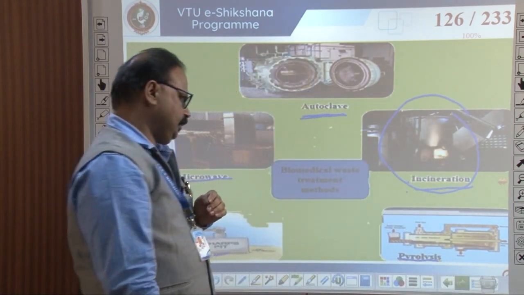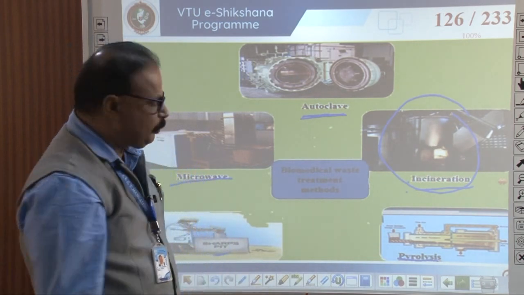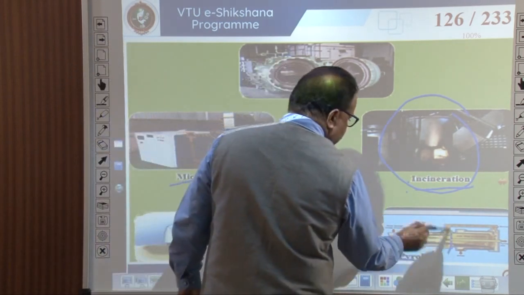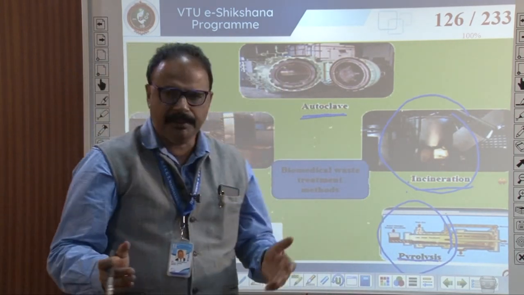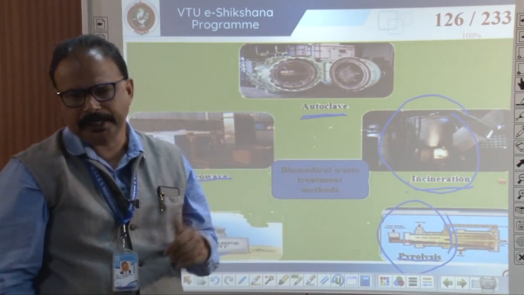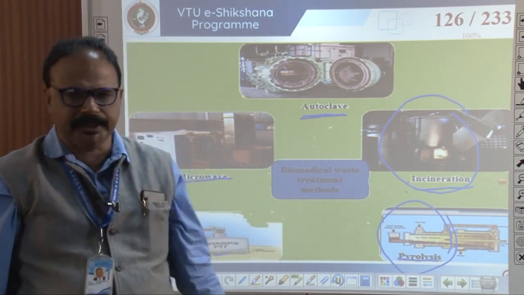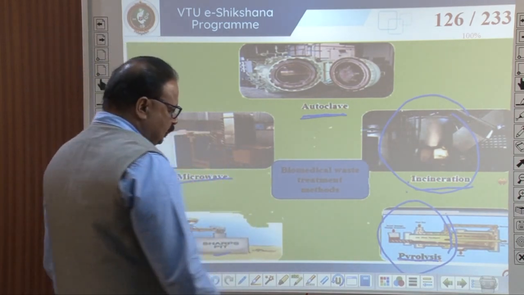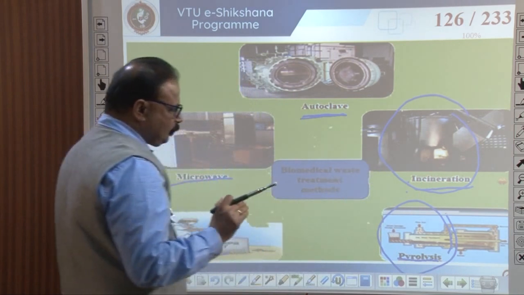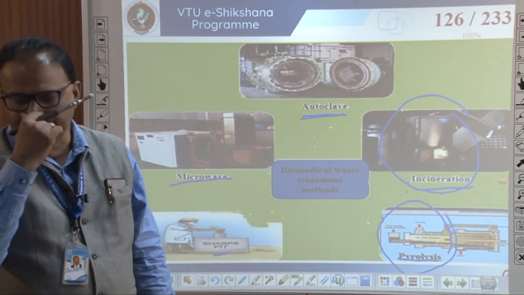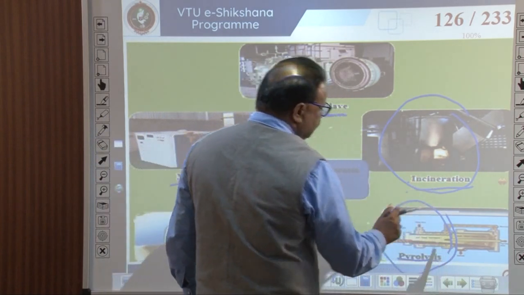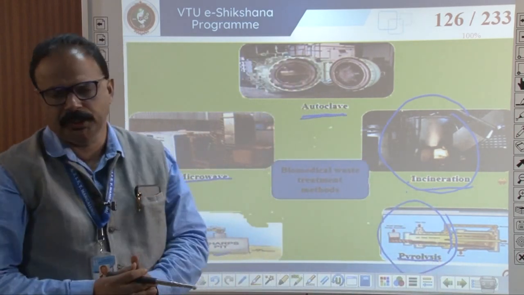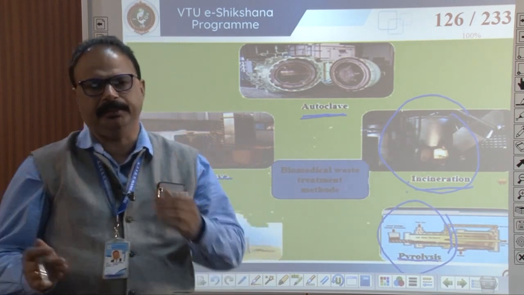And the second one is pyrolysis, for waste which also contains organic content. By burning it won't go. This is another type of treatment, pyrolysis. Any oil content or organic content that cannot be burned with incineration, this pyrolysis process of treatment is done.